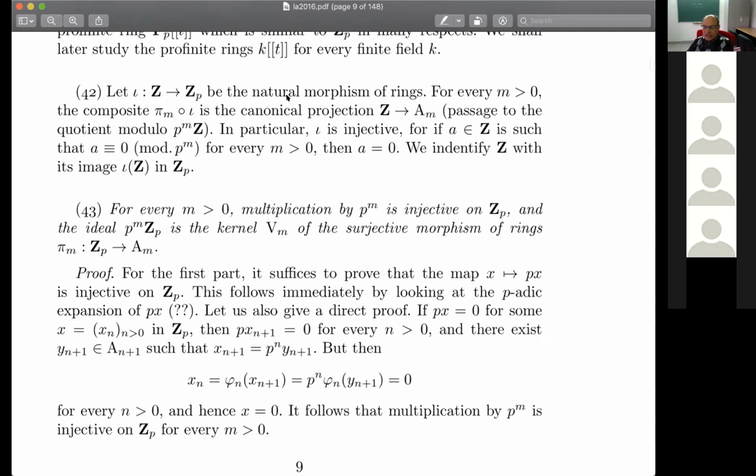Now, how do I show that this map is injective? So let's take something whose image is 0. If the image of something is 0, it means that when I go down to A_m, I get 0 for every m, right? In other words, the element of Z which goes to the 0 element in Zp has to be divisible by p^m for every m. It has to be divisible by p, p squared, p cubed, and so on. And of course, there is only one element in Z which has this property of being divisible by p, p squared, p cubed, and so on. That's the element 0. So this map is injective. Okay.